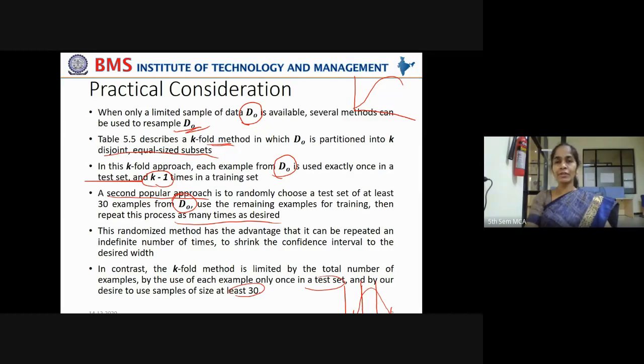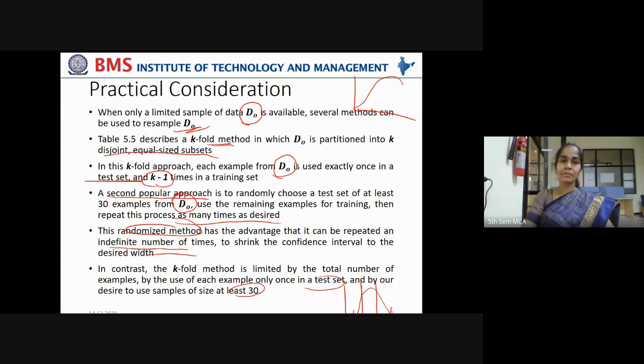each data point will undergo training k minus one times and testing only once, like that. Okay, so this is completely different from the randomized method where you repeat the experiment an indefinite number of times. There is no limitation.